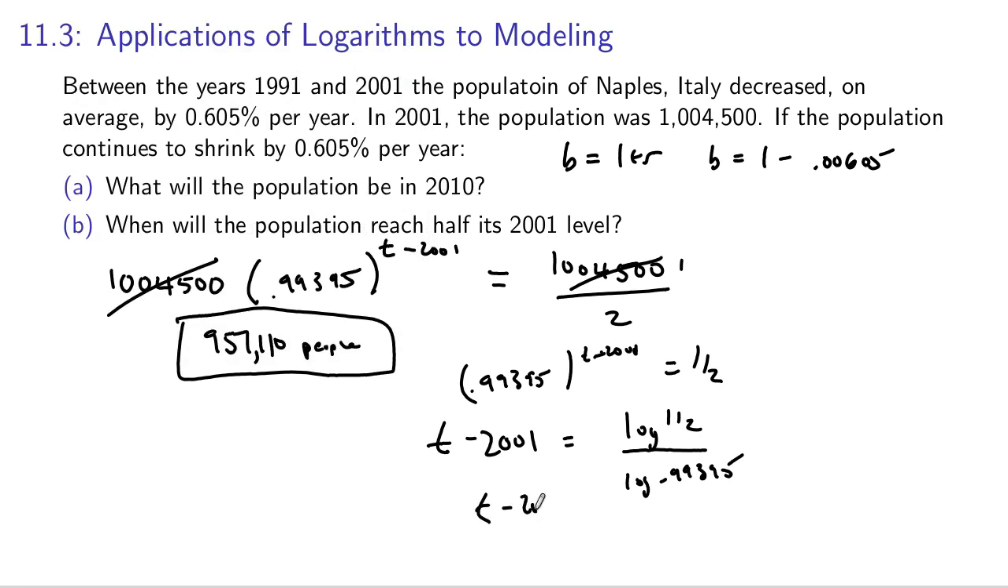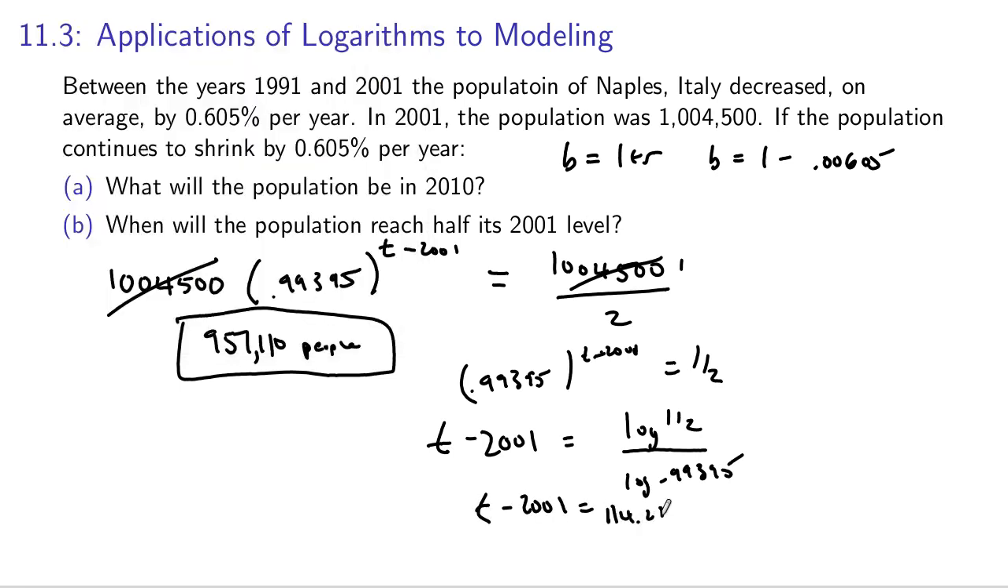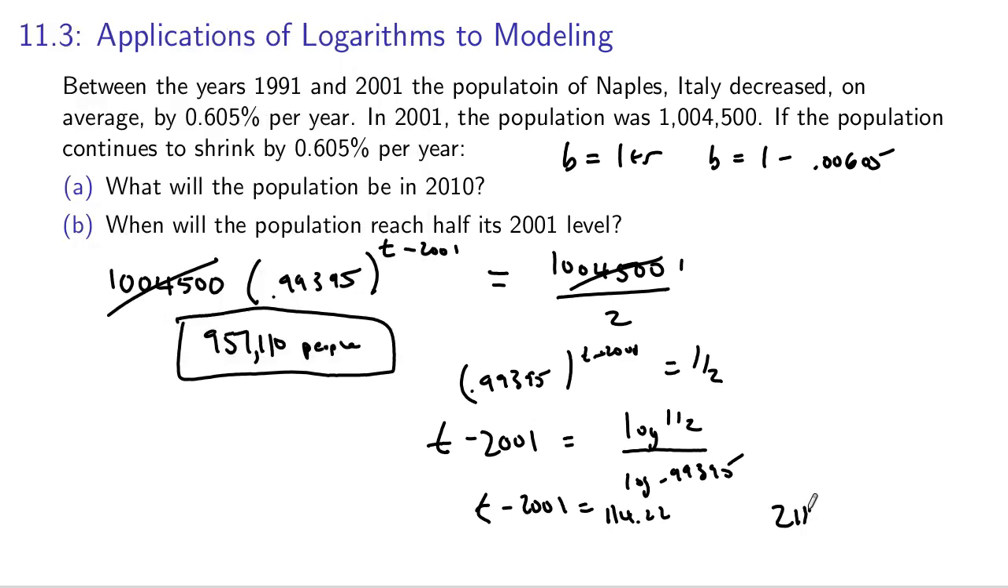So we'll have t minus 2001 is 114.22. And then adding 2001 to 114.22, we get the year 2115.22. So, about 1/5 of the way into that year is the year that we'll reach that population level.